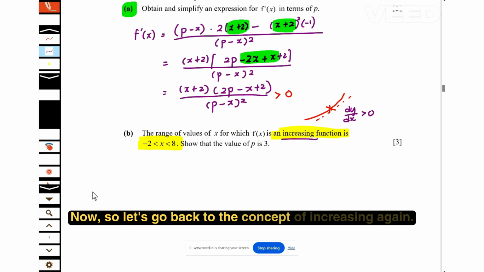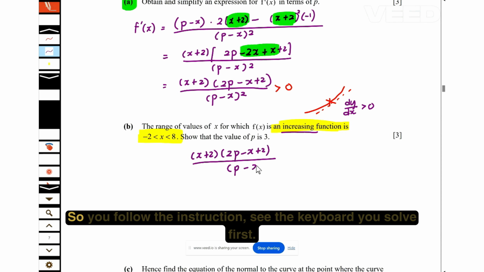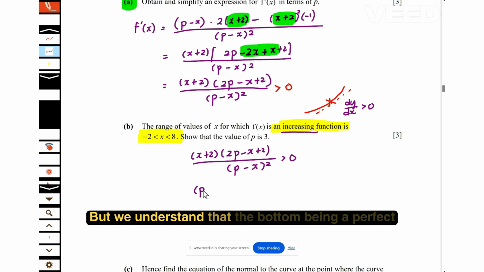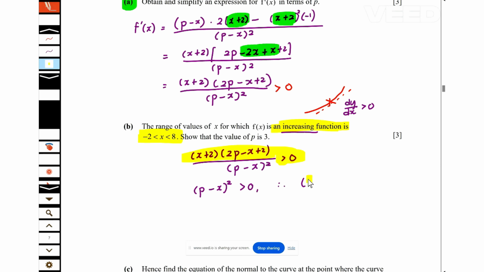Now, let's go back to the concept of increasing again. If it's increasing, then my part 1's answer is actually more than 0. So you follow the instruction, see the keyword you solve first. But we understand that the bottom being a perfect square is always a positive number. Therefore, the only chance to be more than 0 is the numerator that is more than 0. 2p minus x plus 2 more than 0.